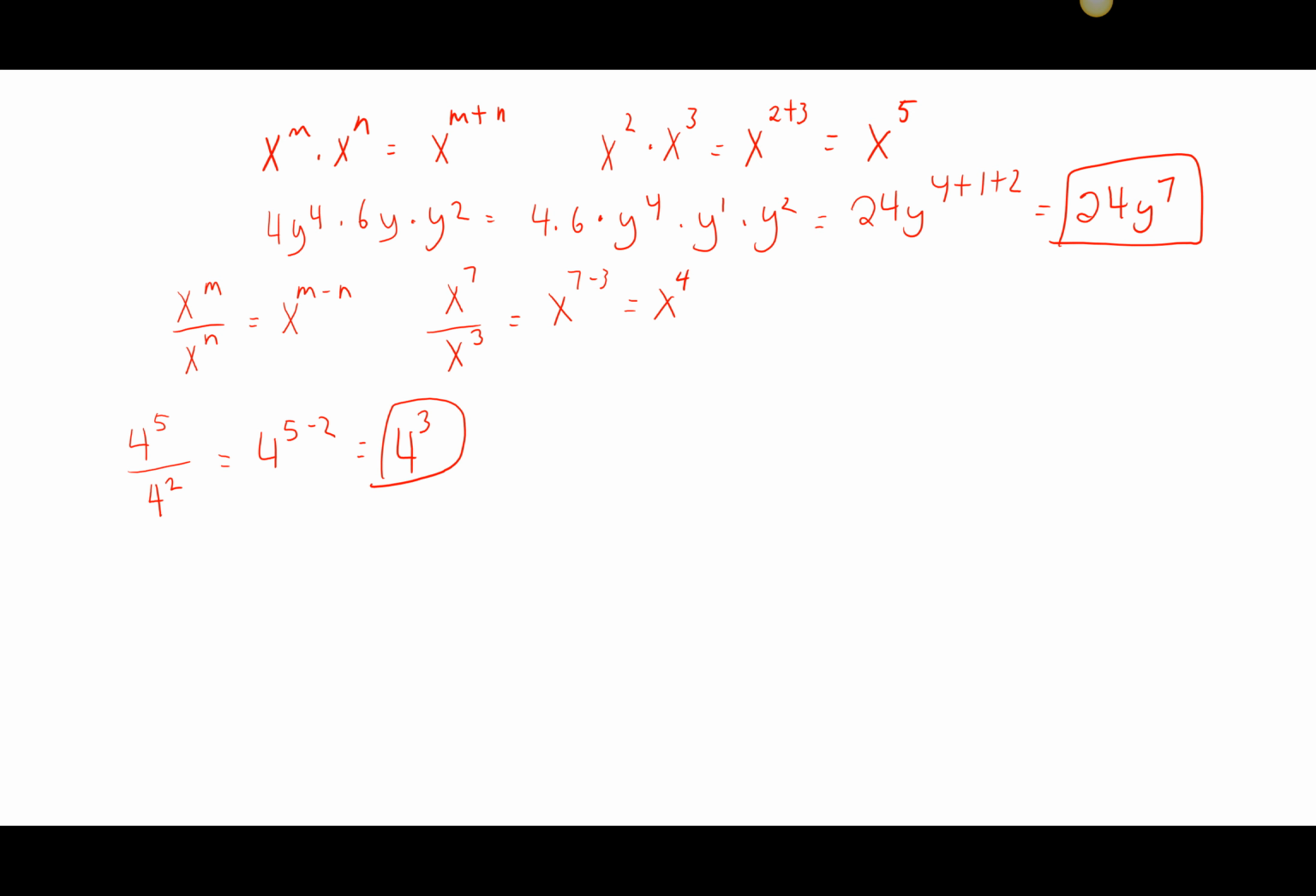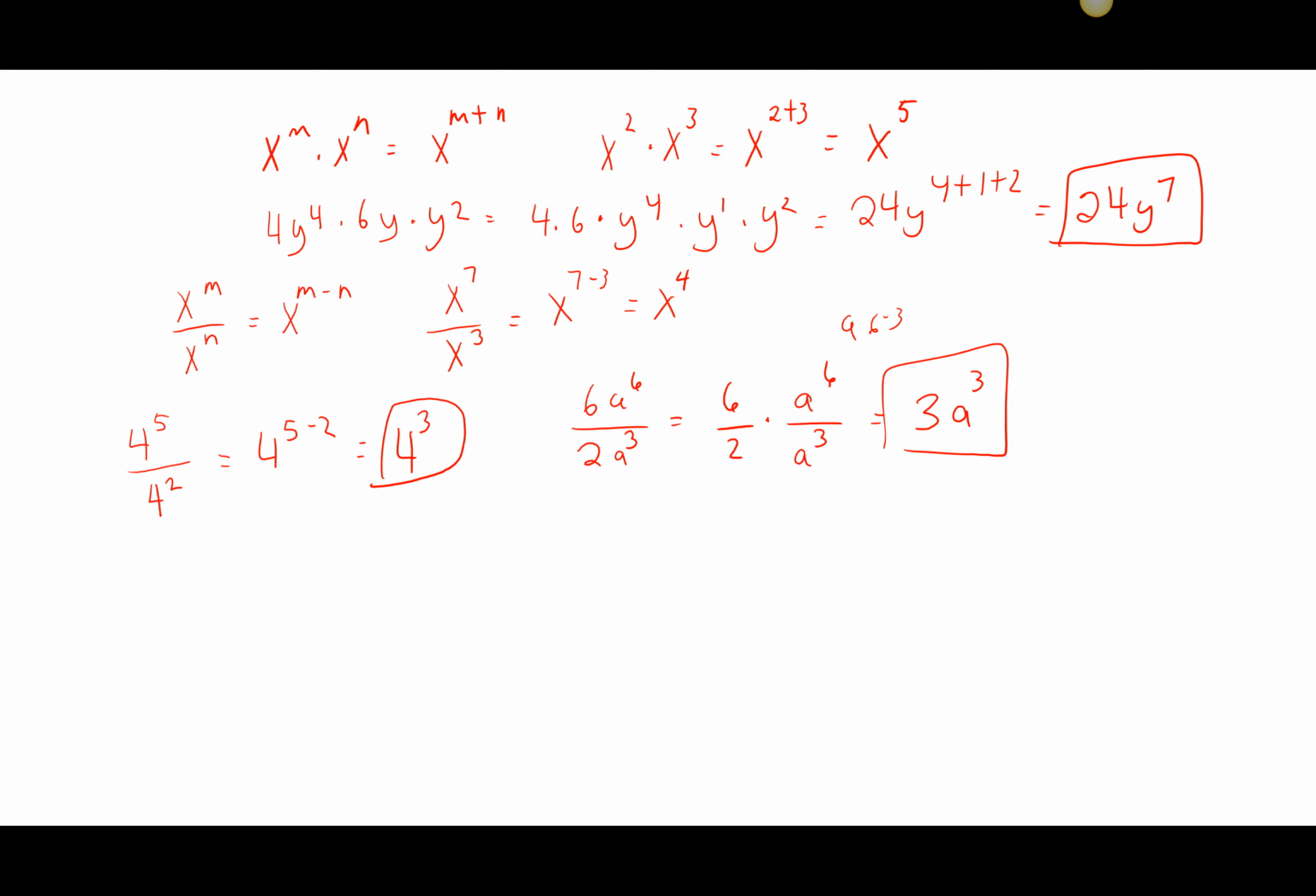Okay? Look at this one. 6a to the 6th divided by 2a cubed. Just kind of divide them out. 6 divided by 2, and a to the 6th over a cubed. That's going to equal 3a cubed, because you're going to say 6 minus 3. Okay?